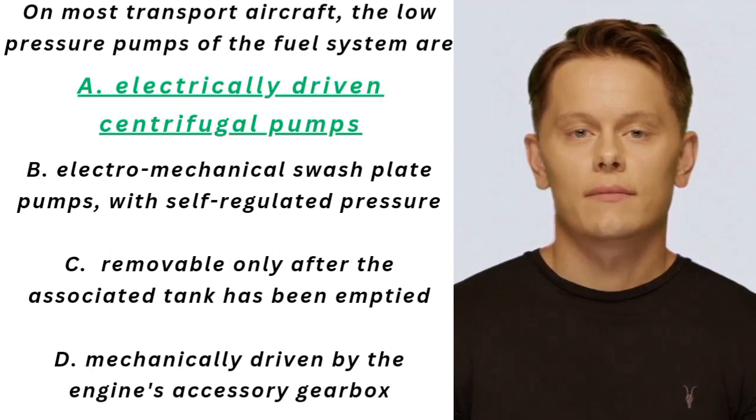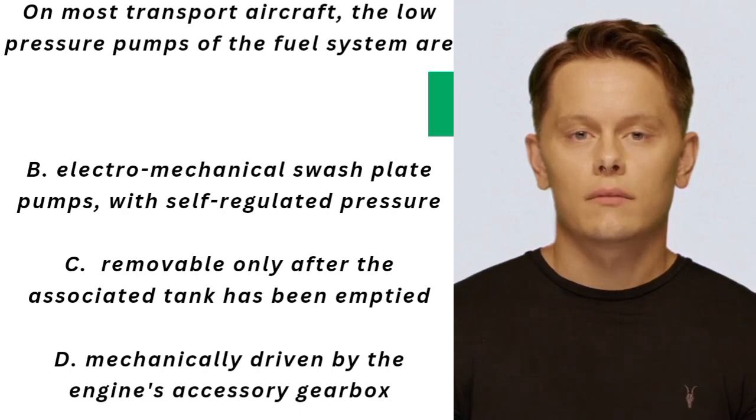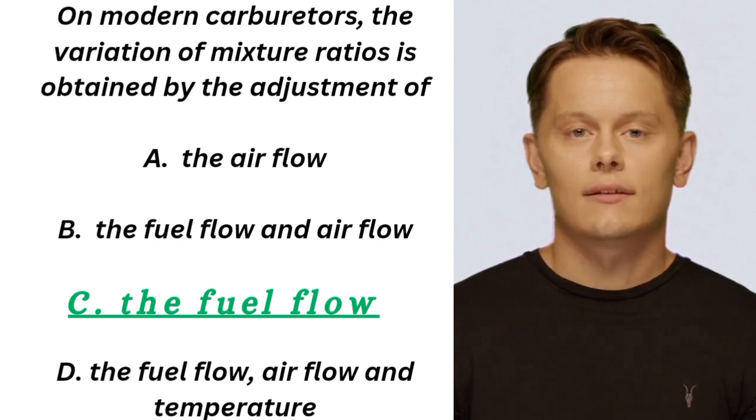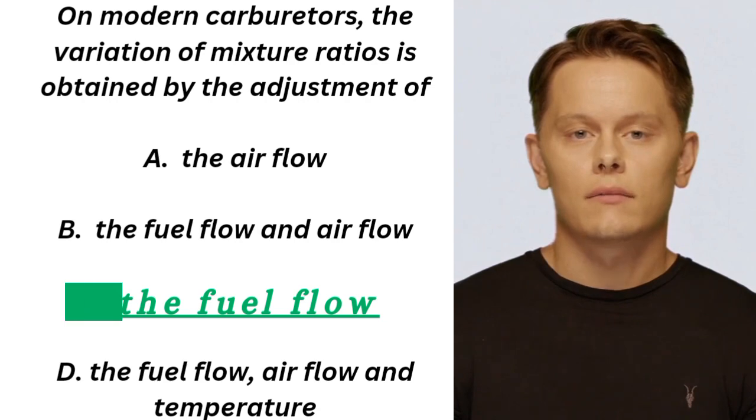Question 17. On most transport aircraft, the low-pressure pumps of the fuel system are. The answer is A. Electrically driven centrifugal pumps. Question 18. On most transport aircraft, the low-pressure pumps of the fuel system are. The answer is C. Centrifugal pumps which are driven by an electric motor. Question 19. On modern carburetors, the variation of mixture ratios is obtained by the adjustment of. The answer is C. The fuel flow.